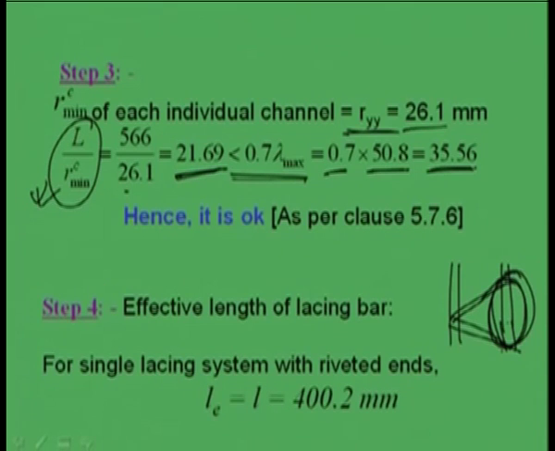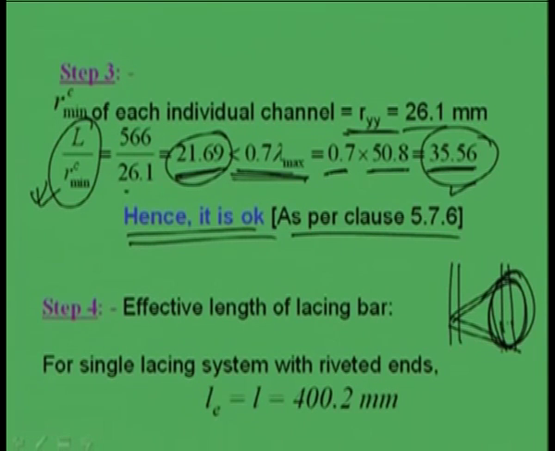35.56. So, we can say this is okay as per codal provision. In clause 5.7.6 it is told that L by RC minimum should be less than 0.7 lambda max, and now 0.7 lambda max is becoming 35.56 and L by RC minimum is becoming 21.69. So, this is less than the 0.7 lambda max. So, this is okay.